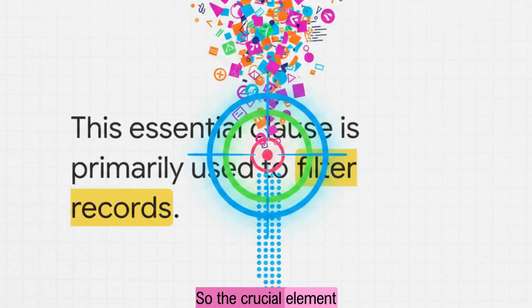So the crucial element we keep seeing pop up over and over here is the where clause. It acts as the ultimate filter. Whether you're using select to find older students by typing where age greater than 18, or using it to safely update or delete specific records, the where clause ensures you are only manipulating the exact data you intend to. It brings absolute surgical precision to your database management.